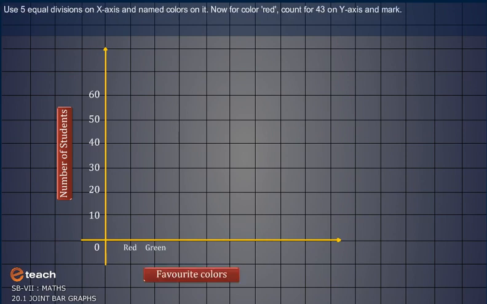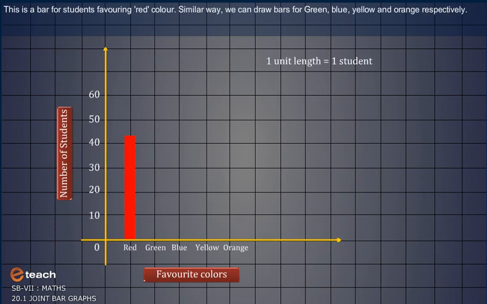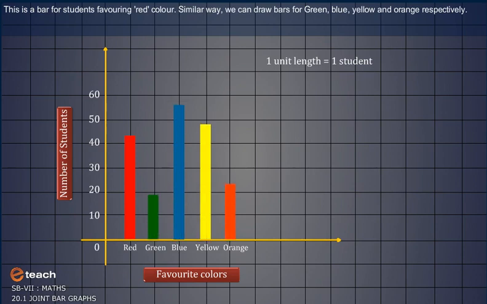Use 5 equal divisions on x-axis and name colors on it. Now for color red, count for 43 on y-axis and mark. This is a bar for students favoring red color. In a similar way, we can draw bars for green, blue, yellow and orange respectively.